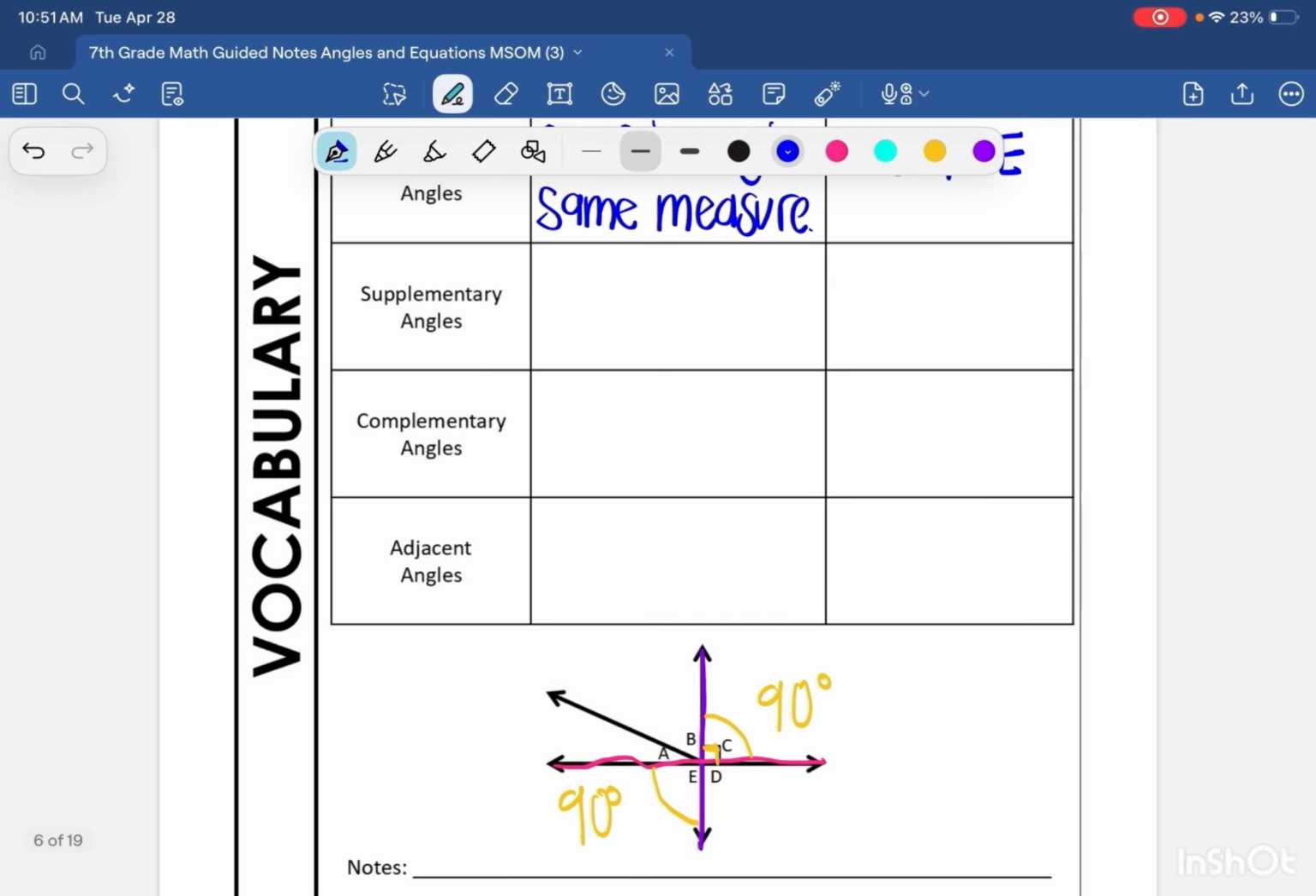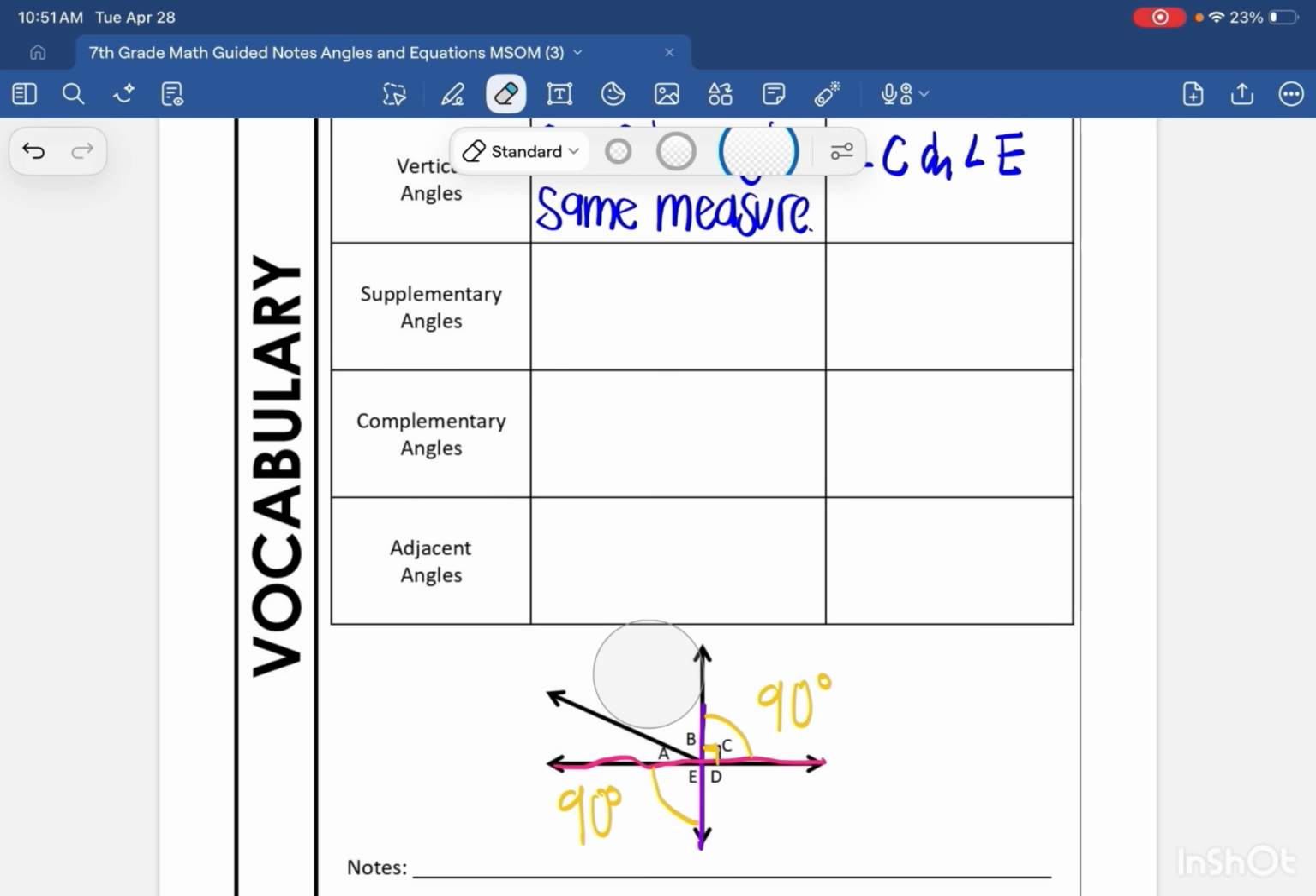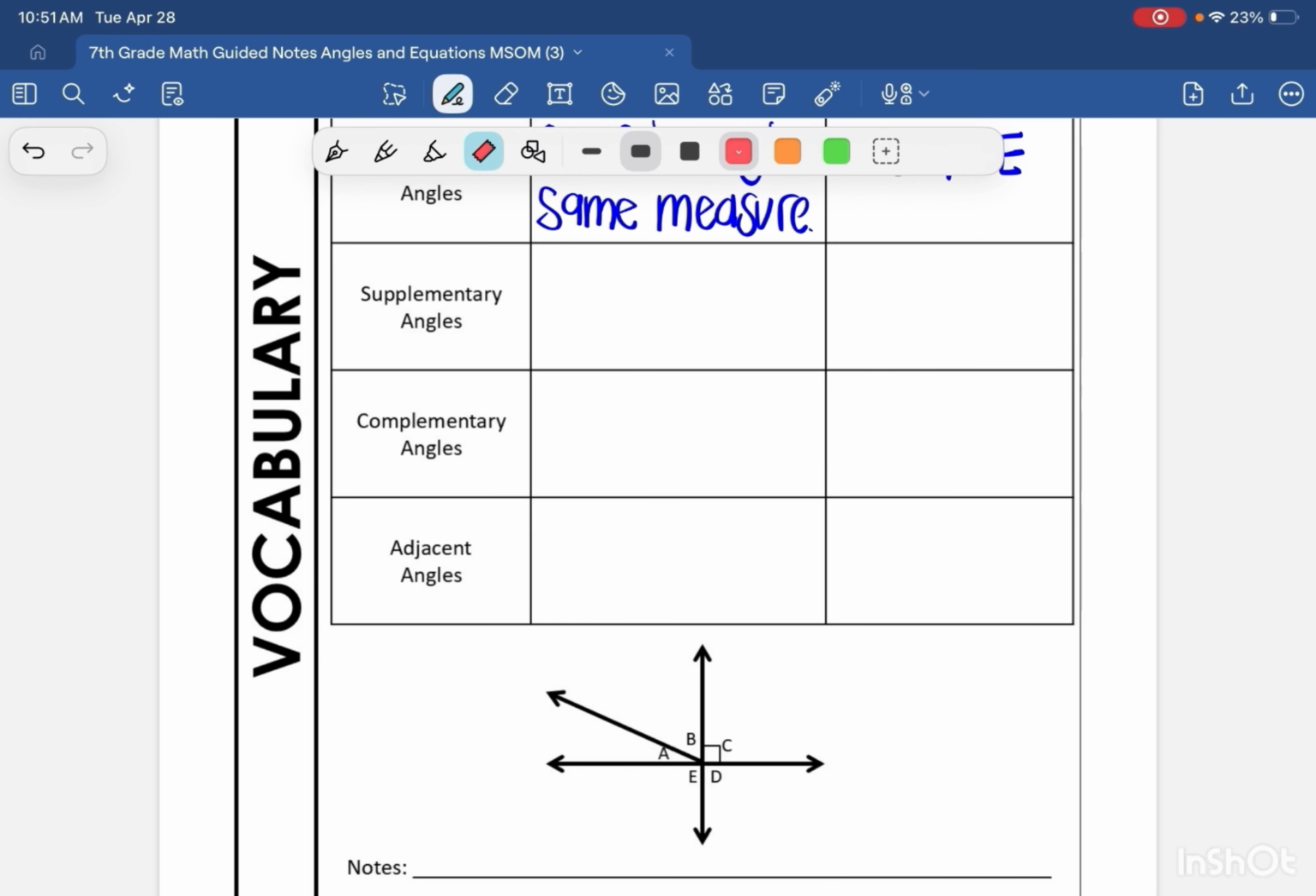Let's talk about supplementary angles. Supplementary angles are angles that sum to 180 degrees. That's easy to see on a diagram because they form a line. So angles that sum to 180 degrees.